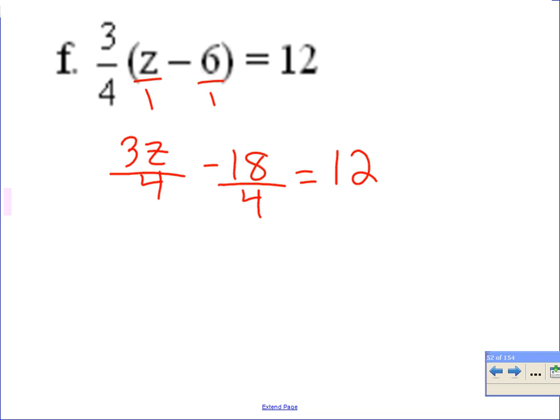Before we add -18/4 to both sides, what would be a very good strategy to do if you don't have a calculator or if you just prefer mental math? Sean. You could, but I want something else. You could do that. Emma H.